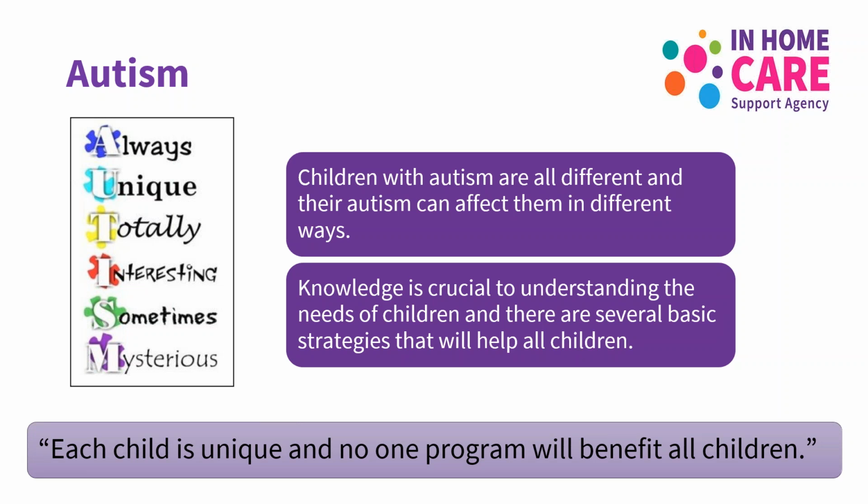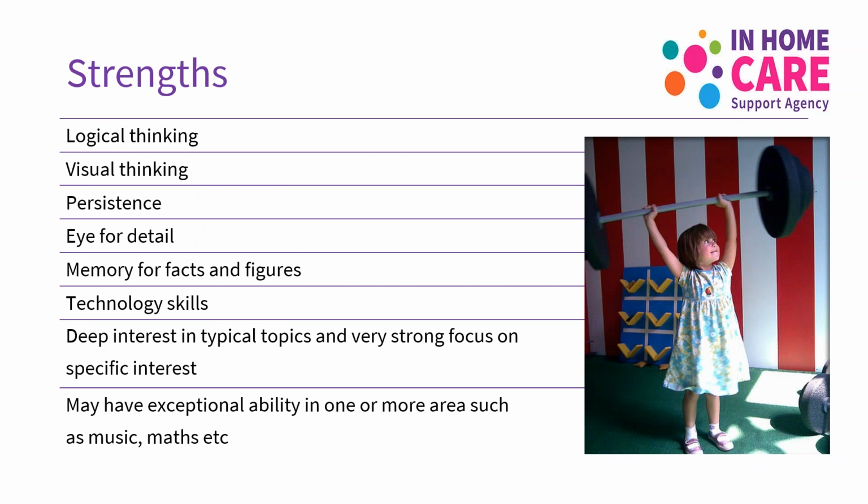In children's services, we tend to use the term child with autism rather than autistic child. This is to ensure our language communicates that the child is separate from their diagnosis. Children with autism can display a wide range of characteristics in their strengths, communication, and social interactions and play.